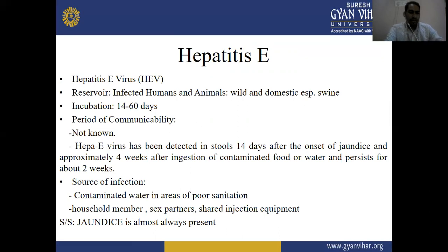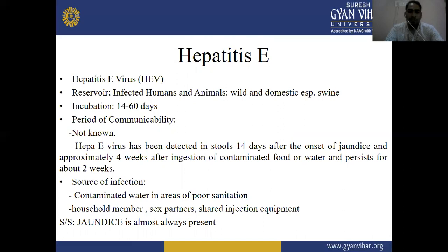Next one is hepatitis E. Hepatitis E is caused by the hepatitis E virus. Reservoirs are infected humans and animals, including domestic animals, especially swine. The incubation period of hepatitis E is 14 to 16 days.